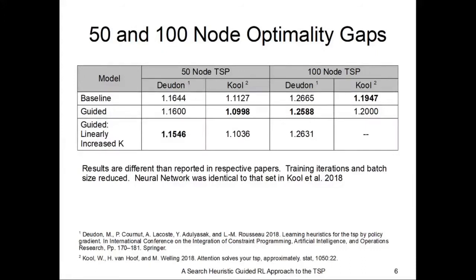When run on 50 and 100 nodes, the results are more mixed. The heuristic guides generally provide improvement over the baseline in all but the 100 nodes using the Kool model. Note that there is a slight increase in training time due to the use of these heuristics. The guided approach increases runtime by approximately 1.7%, and the linearly increased k resulted in an almost 7% increase. Further work can be done on utilizing better performing heuristics, and thank you very much for your time and enjoy the rest of the conference.